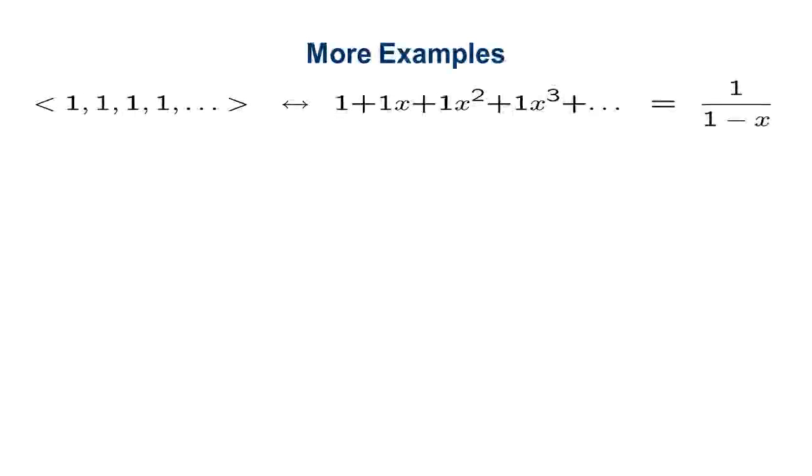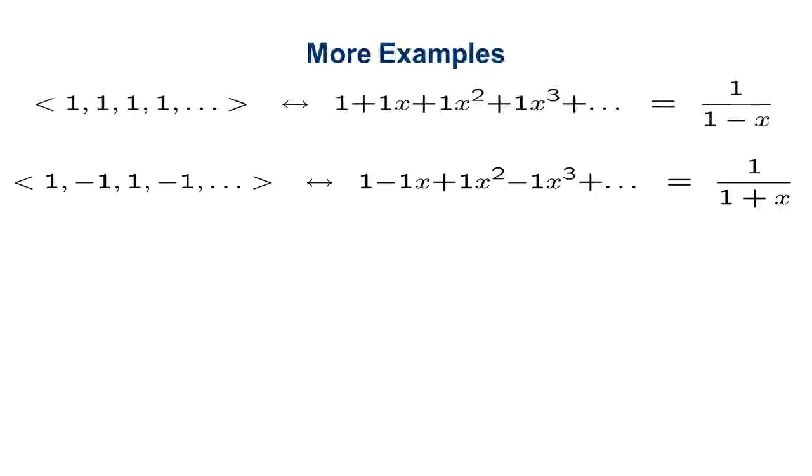Now we can derive various other generating functions from this. If there is 1 1 1 1, that is 1 by 1 minus x, and if it is 1 minus 1 1 minus 1, that is alternating 1 and minus 1, this becomes 1 minus 1x plus 1x square in this way, and it becomes 1 divided by 1 plus x, since x is replaced by minus x, so minus minus is plus, it becomes 1 plus x.